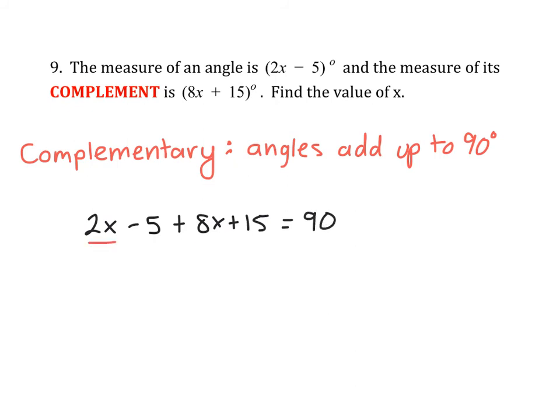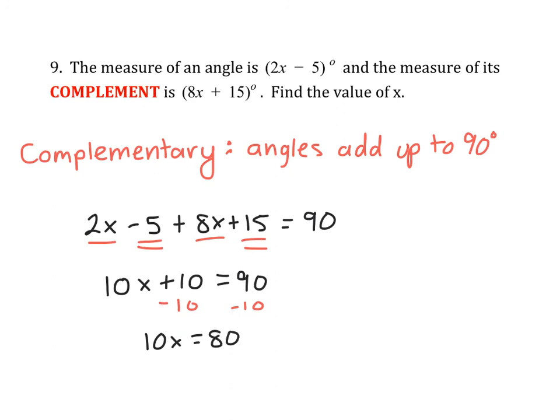Okay, let's combine like terms. So we're left with 10x plus 10 equals 90. Then we're going to subtract 10 from both sides and divide both sides by 10. X equals 8. Go back and check. They're asking you to find the value of x, which means we're done.